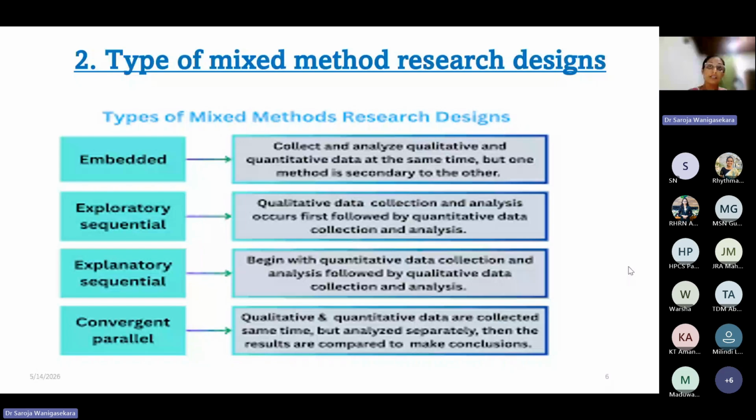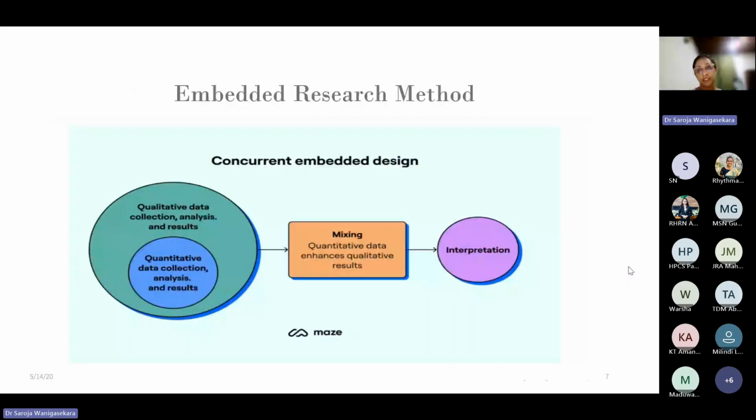Embedded research method. Look at the diagram. Nothing is there, only the diagram. I did not put much more complicated things into the slides. Very few words are here. So, embedded design. Look at the first circle. The big circle is there and the small circle is there, right? In the big circle, it says qualitative data collection, analysis, and the result, and the quantitative data collection, analysis, and the result. And mixing quantitative data enhances qualitative result, right?